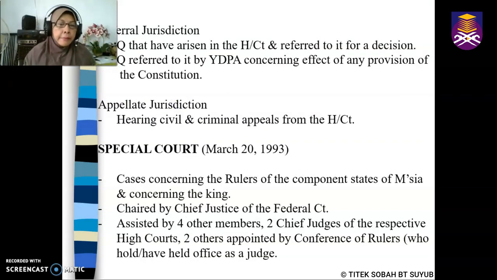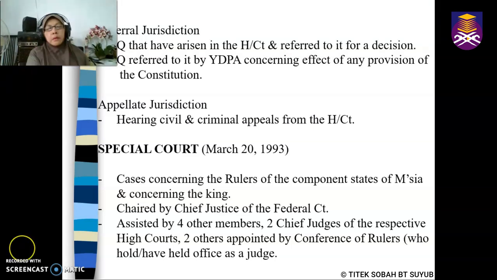And at the same time, the Federal Court also has a referral jurisdiction, whereby if there is a question of law from the High Court, it will be referred here to be decided by the Federal Court, or maybe a certain question is referred by the Yang di-Pertuan Agong, especially with regards to the Constitution. And of course, the Federal Court has the power to hear appeals from the Appeal Court and also from the High Court. Okay, so now, students, let us go on with the special court.